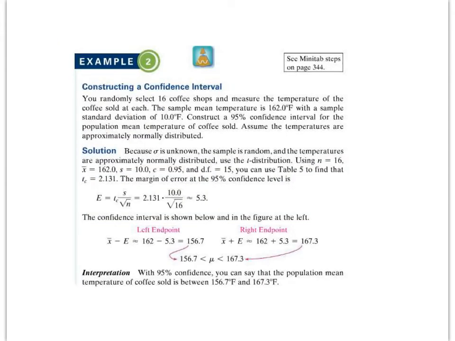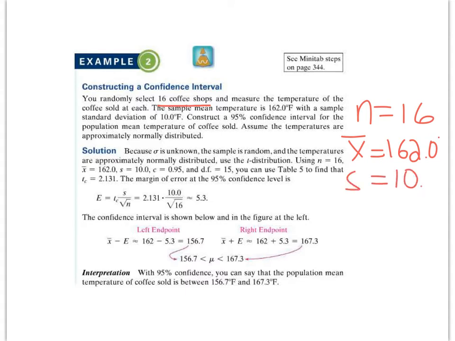You randomly select 16 coffee shops, so n is 16, and measure the temperature of the coffee sold at each coffee shop. The sample mean temperature, x bar, is 162.0 degrees Fahrenheit, with a sample standard deviation of 10 degrees Fahrenheit.